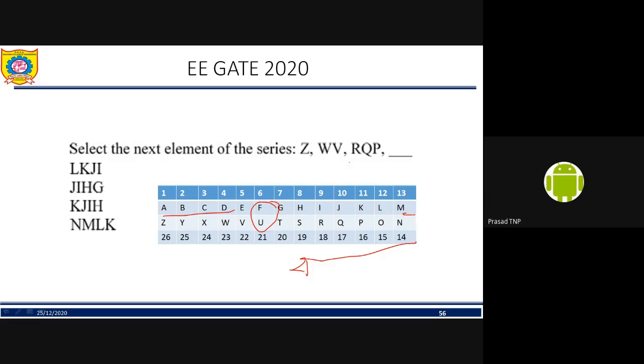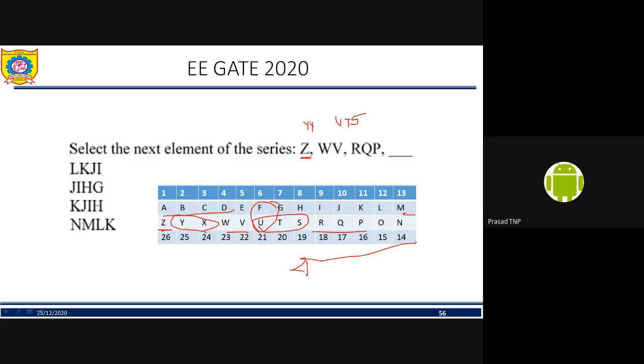So here you can check, Z is written. Look at this table. After Z there is WV. It means two alphabets are not present, X and Y. Direct WV is there. Then direct RQP is there. How many alphabets are absent? 3. After Z, Y and X are not present. And after V, U, T, S means 3 alphabets are not present.